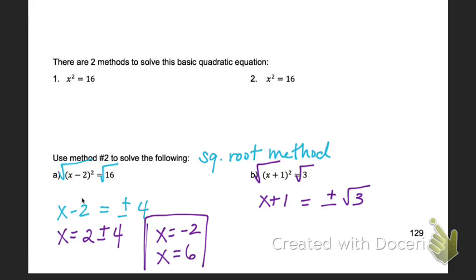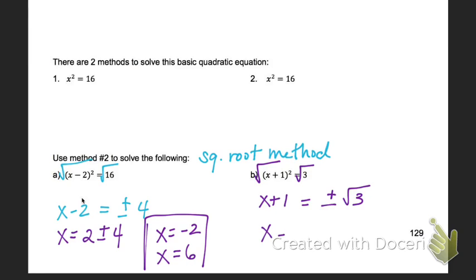So it is up to you to discern, does this problem look like something that I have factored before? Or does it look like something like this? In this kind of case, where you have something in parentheses squared equals a number, you're going to use the square root method. But you're going to use the factoring method if you've looked at it and it looks like something you have factored before.